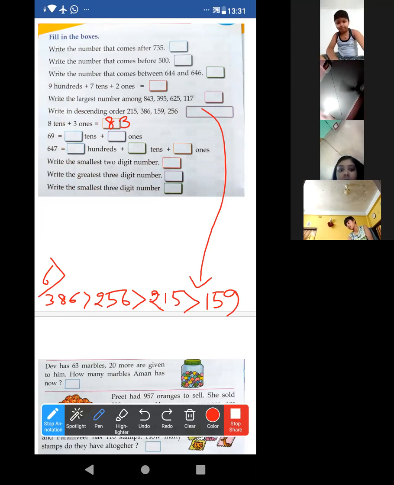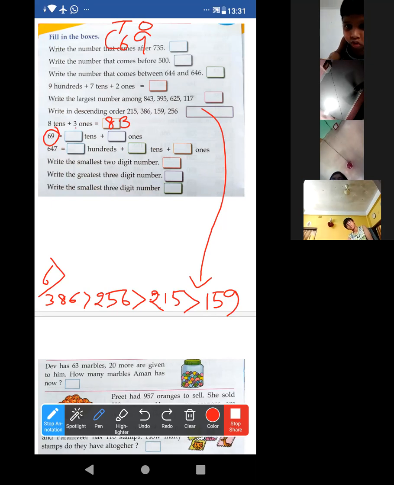Now the number 8. Look, 69 is given. Write in expanded form. 69, I am just writing over there. It is ones, it is tens. So 6 tens are there. How many tens are there? 6. How many ones are there? 9. Just write it. Now the next one, 647. Achha, write it, then I am going to explain the next one.